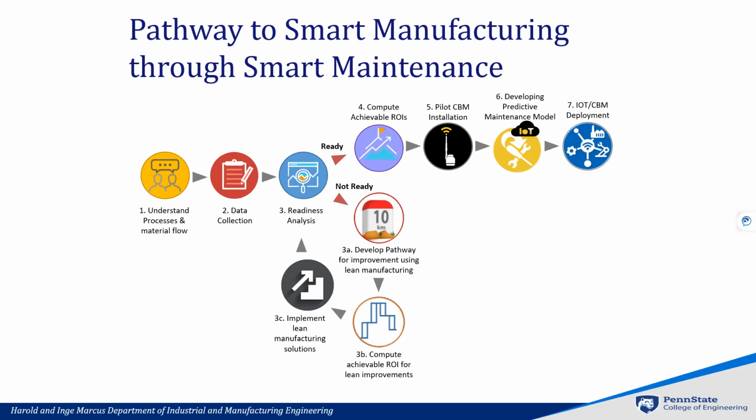If not, if a company is not ready for smarter maintenance, then we'll tell what may be the better course of action to do before you get on to smart maintenance. So that is this detour, steps 3A, 3B, and 3C. So if a company is not ready, then develop a pathway for improving the manufacturing system using something like lean manufacturing. And based on that, calculate the return on investment for lean improvements.